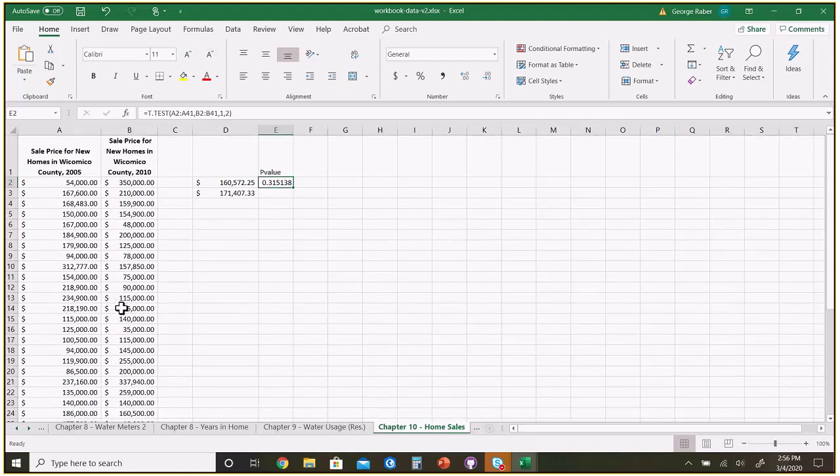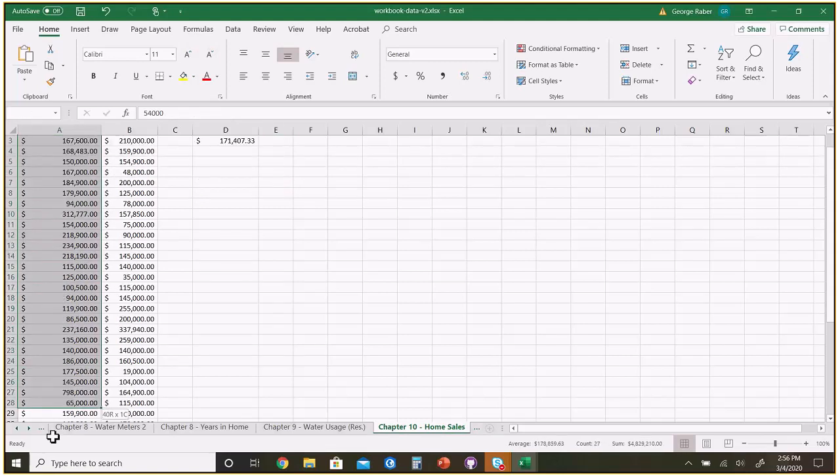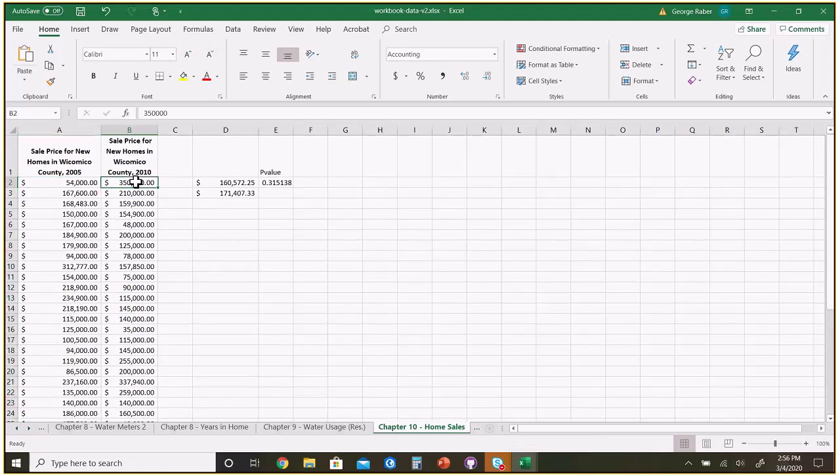how many records are there here? 41, 40? So this is 40 houses that sold in 2005, okay? And this is 40 houses that sold in 2010, but they're different houses.